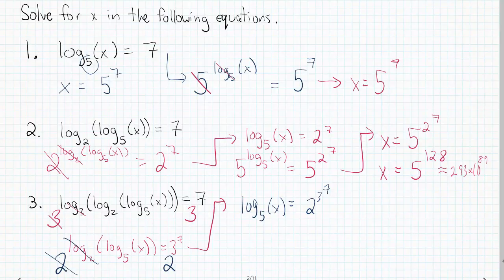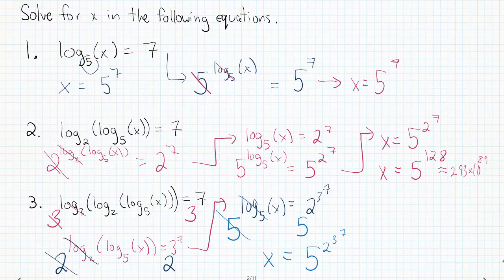So now a way to get rid of that is put a 5 down in the base, right? And we still have equals going on there. So the 5's would cancel, and we're left with just x on the one side equals 5 to the 2 to the 3 to the 7th. So now if we were to do this, I'm pretty certain we'll get an error this time. So in this case, you have to be careful too. You need to start with a 3 to the 7th.